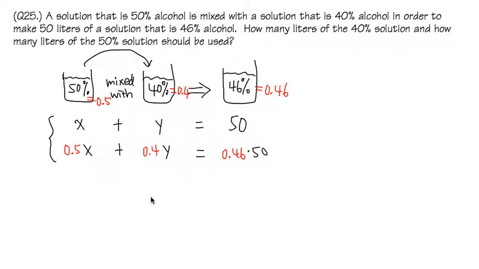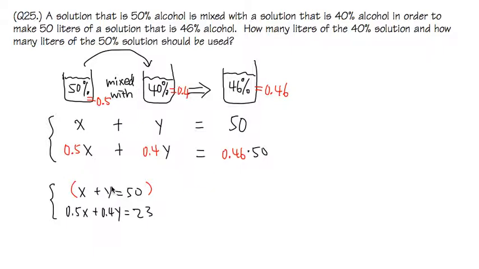And now the rest is just a matter of solving the 2x2 system of equations. I will write this down. This is X plus Y equals 50. And this is 0.5X plus 0.4Y equals, this part I can work out, 0.46 times 50, that will be 23. And now we are going to look at this and think about how you would like to solve it. You can use substitution, you can use elimination, it doesn't matter. But let's use elimination, and perhaps let's try to get rid of the Y.